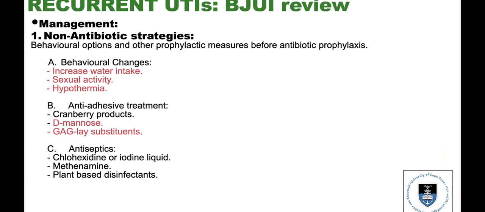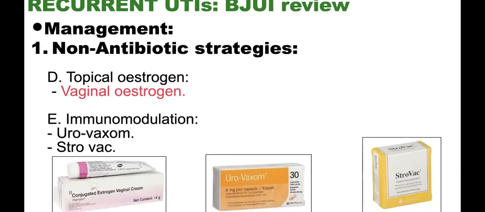Anti-adhesive treatment, basically treatment that reduces bacterial adhesion to mucosas. They found that the D-mannose and the GAG layer substituents had a significant effect: patients who were given those treatments had a decreased frequency of UTIs. Antiseptic treatments: overall, the antiseptic treatment didn't really influence the frequency of UTIs as much as antibiotic treatment.